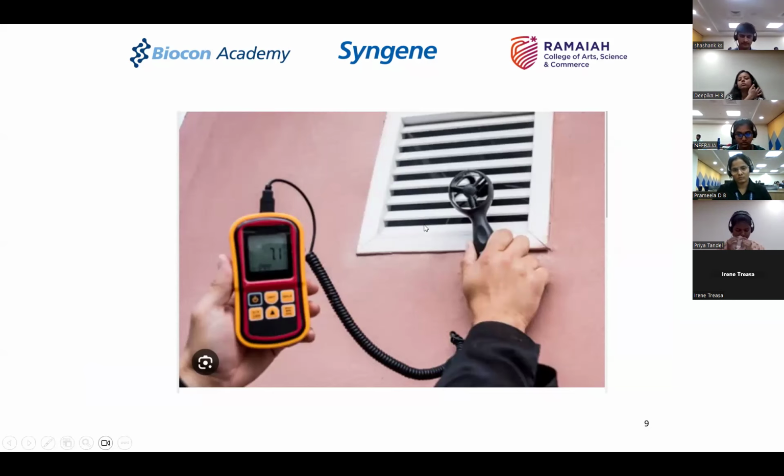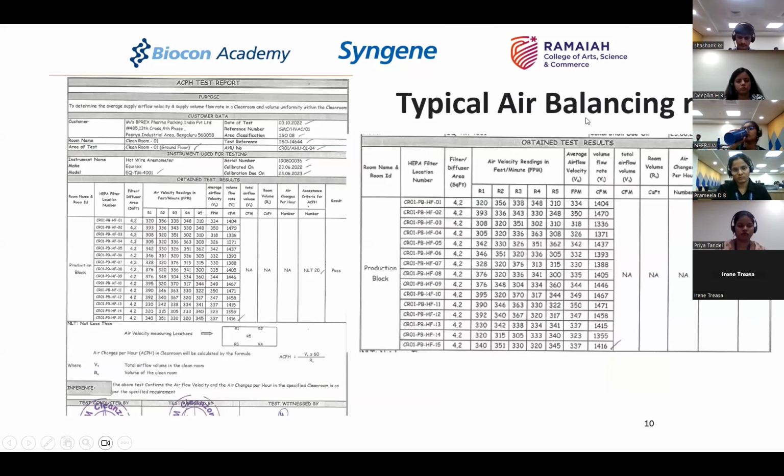After doing all this, taking the necessary measurements, this is a typical air balance report. Can you see the values here? Is it visible? Yes, sir. Okay.